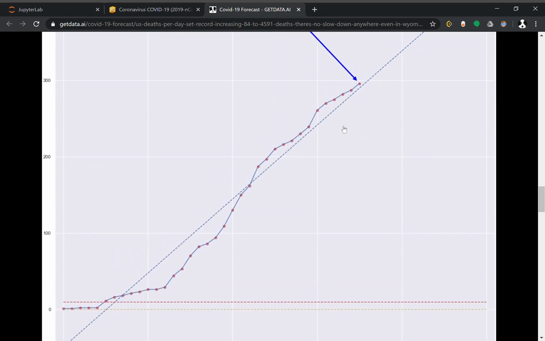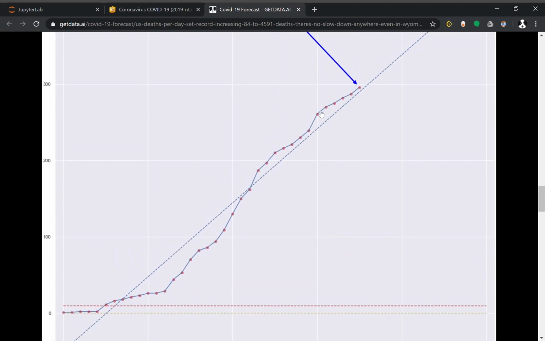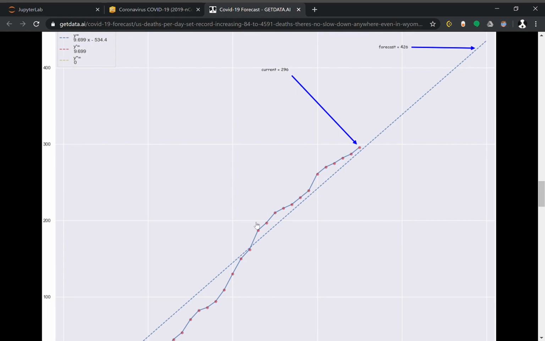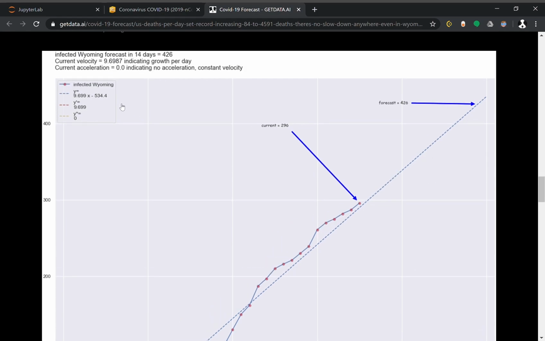But if you go 2 weeks back, 1, 2, 3, 4, 5, 6, 7, 1, 2, 3, 4, 5, 6, 7. This is exactly 150, and I've checked it in data, so it is in fact 150. So 2 weeks ago, Wyoming was at 150 infections, and it is now at 296. So it's almost doubled in 2 weeks. And Wyoming is only growing linearly, but it is growing pretty sharply linearly, right?